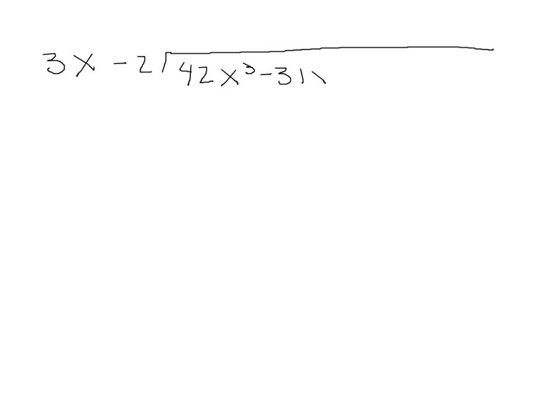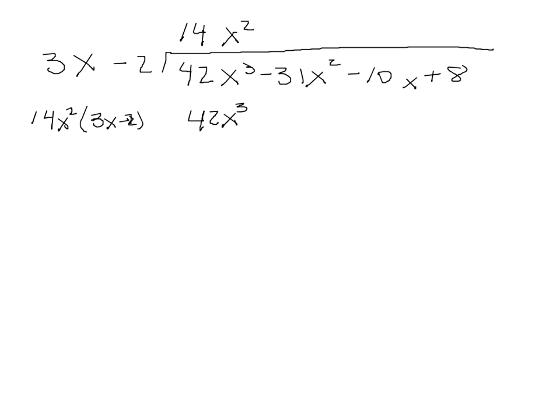42x cubed minus 31x squared minus 10x plus 8. Okay, and now I'm going to divide this in here. So 3x will go into 42x cubed. Well, 3 goes into 42 14 times, and then x goes into x cubed x squared times. So 14x squared times 3x minus 2 gives me 42x cubed minus 28x squared. And remember to subtract.